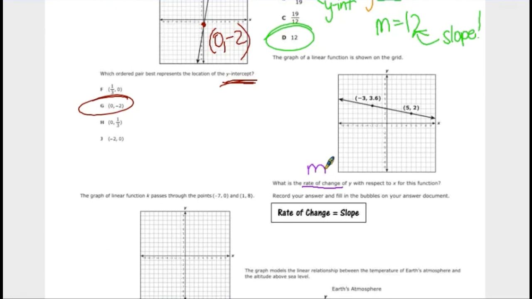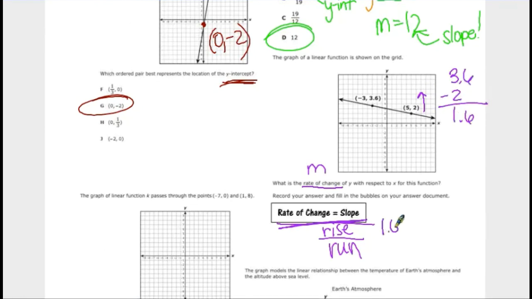Okay, well guys, if rate of change is the same thing as slope, then I know that I can use rise over run when I'm given a graph. So if I look at my 2 points, I'm going to rise. How much do I have to rise to go from 3.6 to 2? Well, let's just do some quick math. 1.6. So my rise is 1.6.